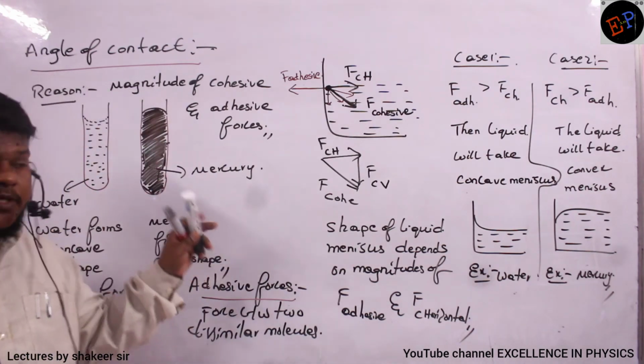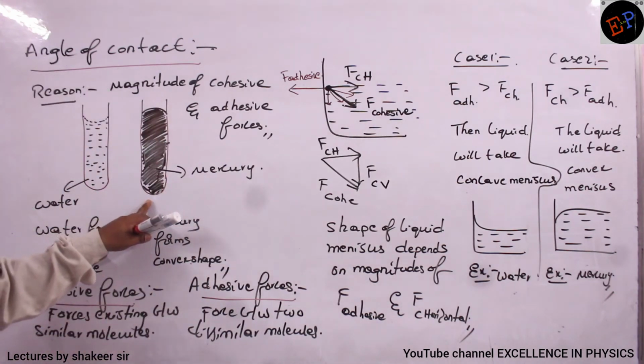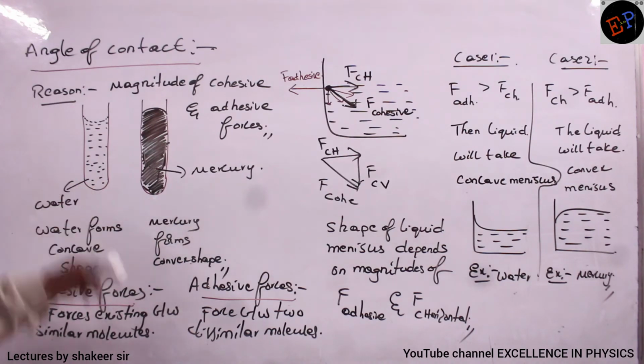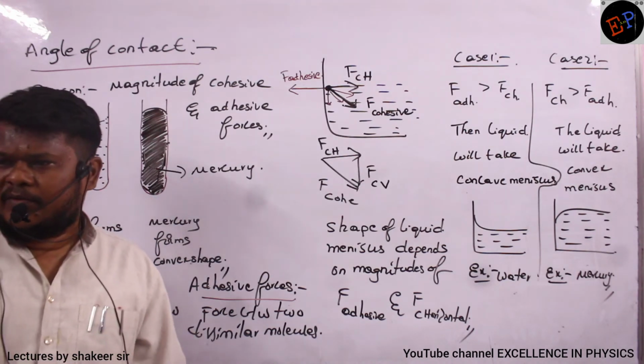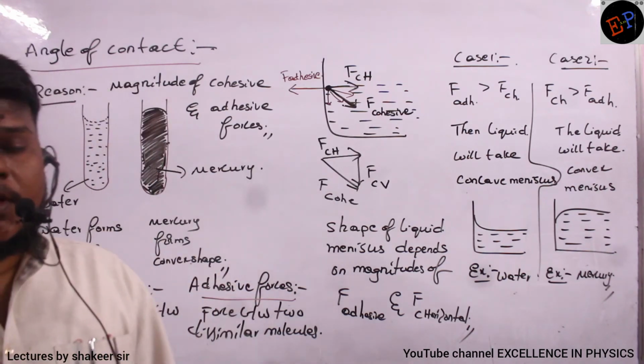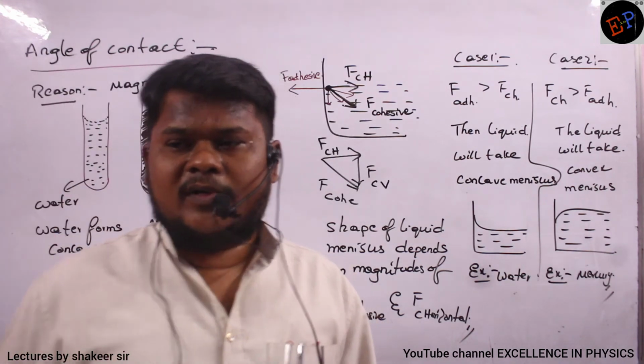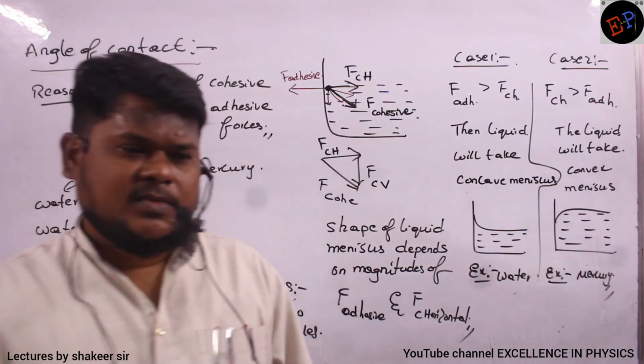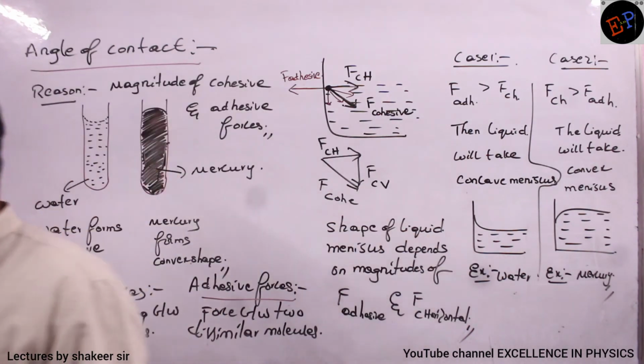Thermometer bulb lo ee shape untundi mercury. But if you take water in a test tube, water will be of this shape. Reason you have understood, no? So if adhesive forces are stronger than cohesive forces, liquid will form concave meniscus, and exactly the opposite statement for convex. Okay, that's it.